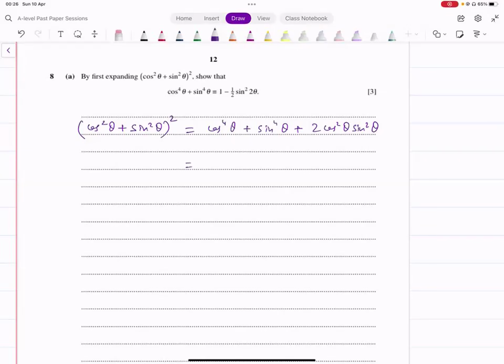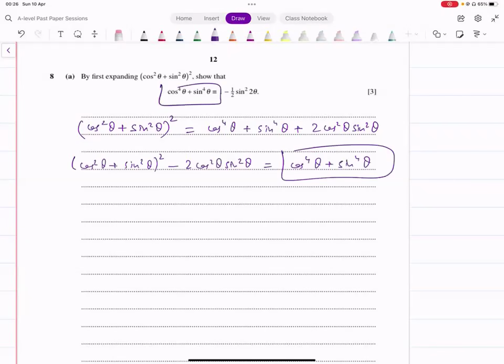या चलो लेट्स से एक्चुअली कीप इट लाइक दिस, इसको मैं कर लेता हूँ cos स्क्वायर थीटा प्लस sin स्क्वायर थीटा होल स्क्वायर्ड minus 2 cos square theta sin square theta. On the other side, I have cos raised to power 4 theta plus sin raised to power 4 theta. एक साइड पे तो ये आ गया, मुझे ये चाहिए था एक साइड के ऊपर. अब दूसरी साइड के ऊपर I have to have this somehow.